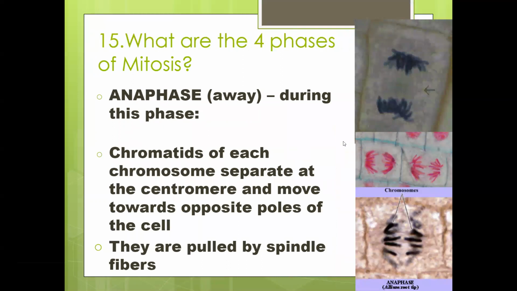Then during anaphase, I remember anaphase because those chromosomes are going to get pulled away from one another, so anaphase, away. The chromatids of each chromosome are separating at the centromere, and those spindle fibers are pulling them to opposite ends. The centrosomes that are on each opposite end of the cell are turning and pulling and cranking those spindle fibers to pull those chromosomes apart.